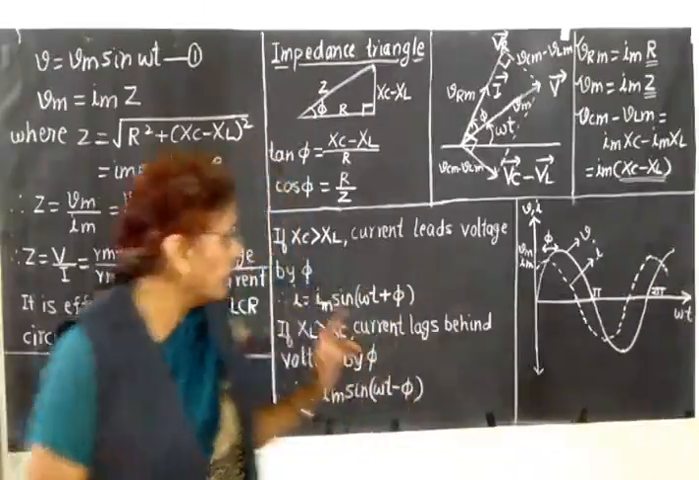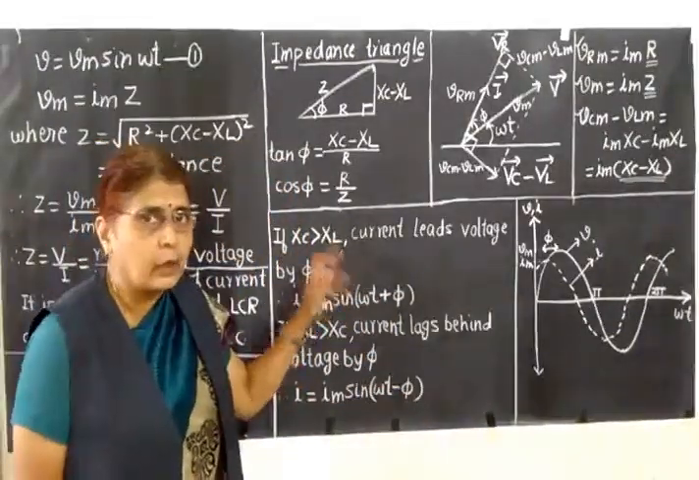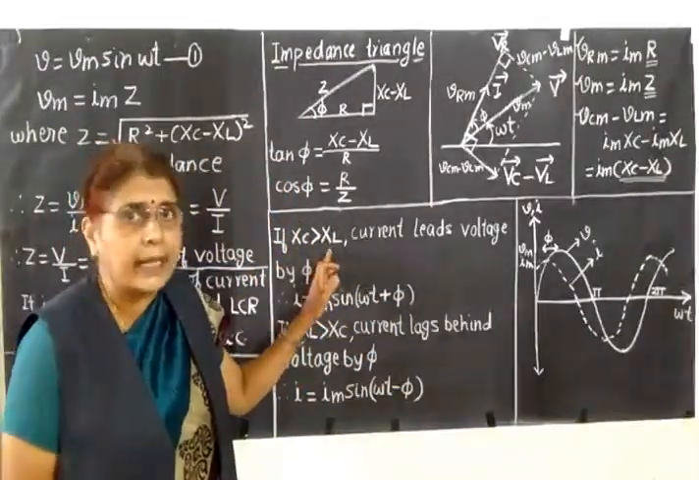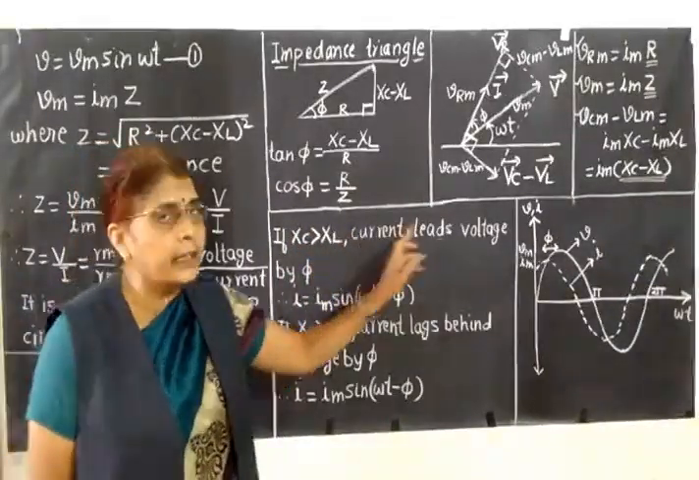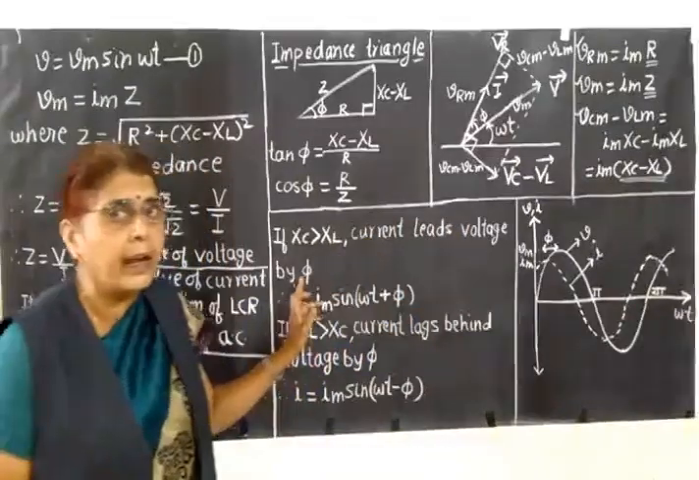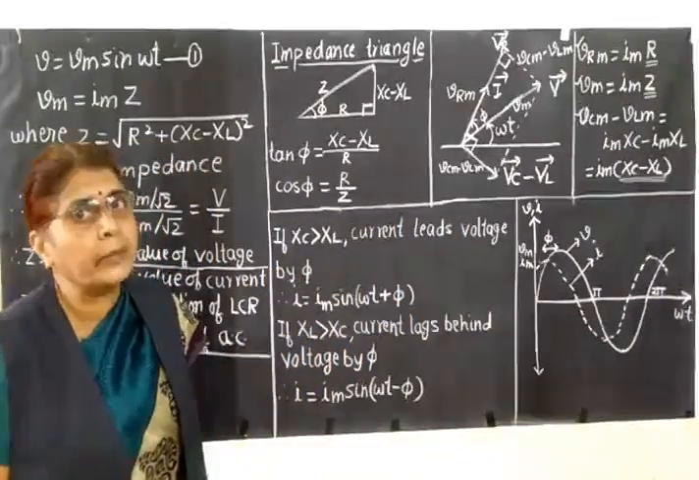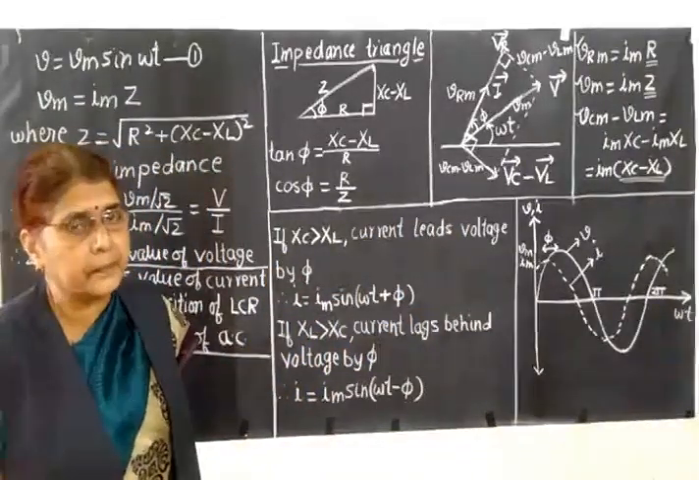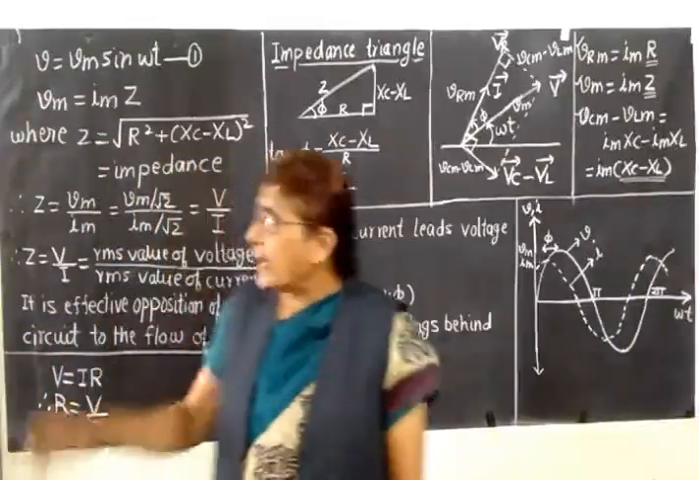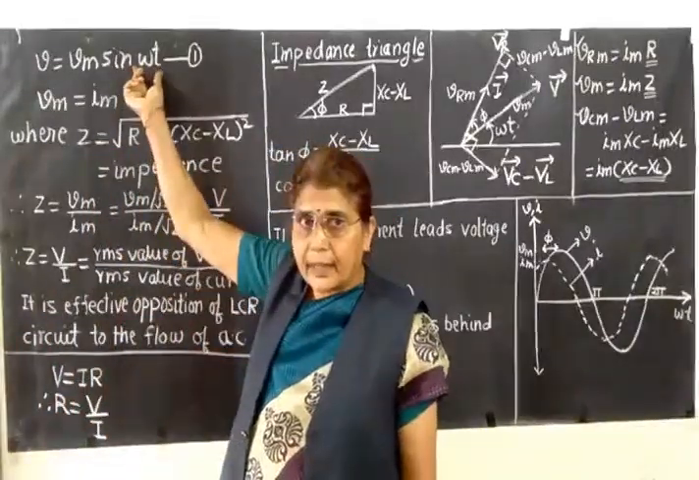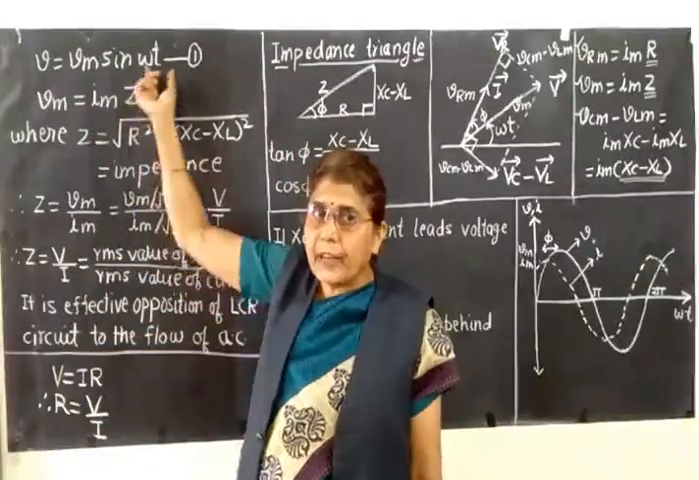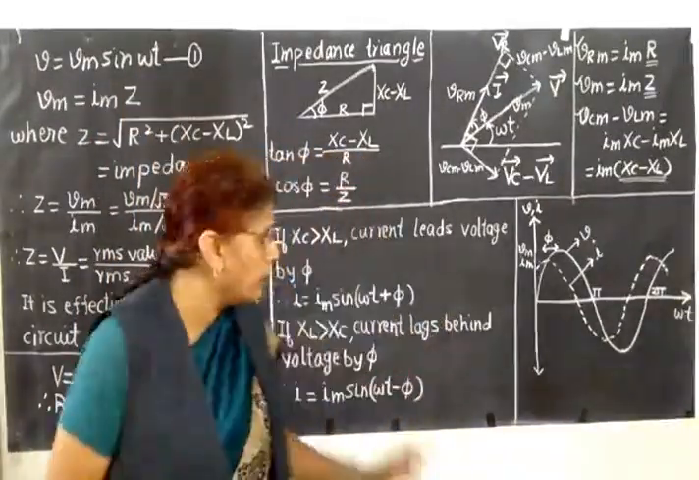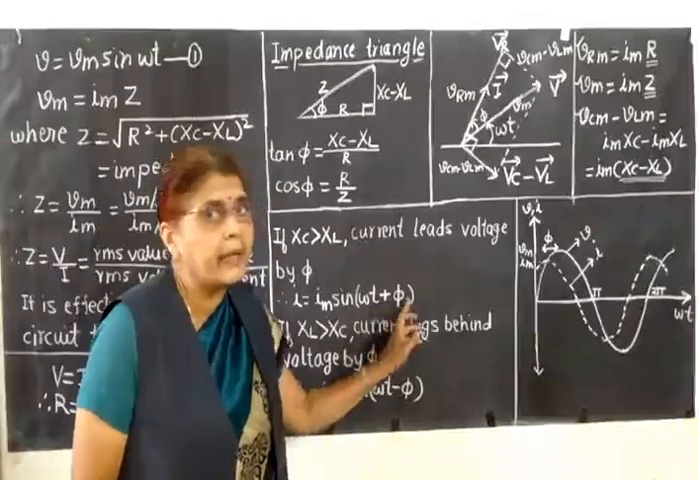So when XC is greater than XL, and throughout we have assumed XC greater than XL, the current leads the voltage by an angle phi. So what will be the expression for current? Now the phase angle for the voltage is omega t. Current leads the voltage by an angle phi. So what will be the phase angle for the current? It will be nothing but omega t plus phi.